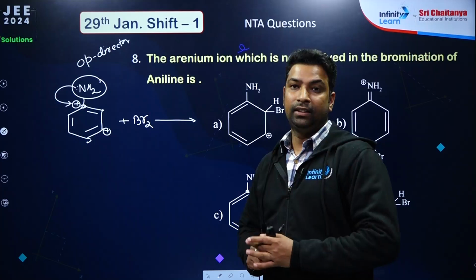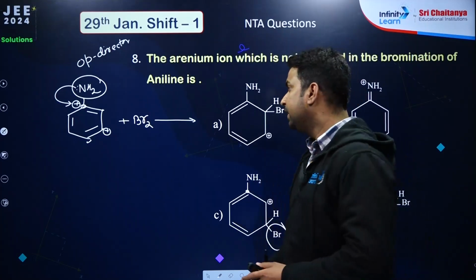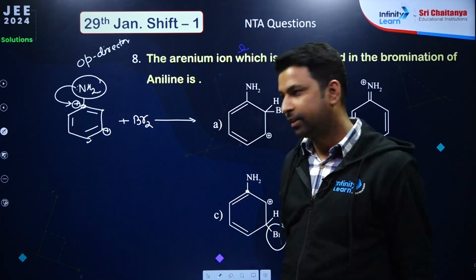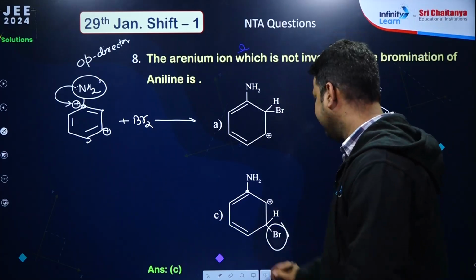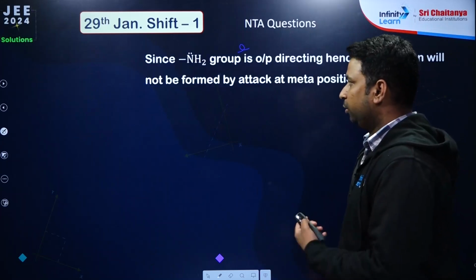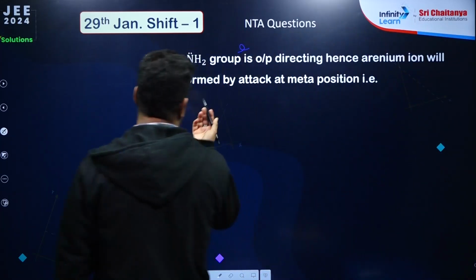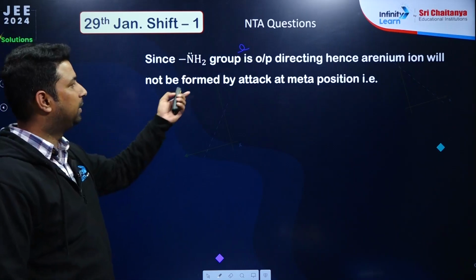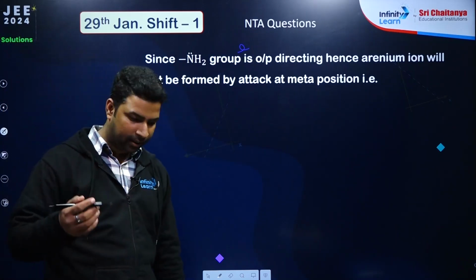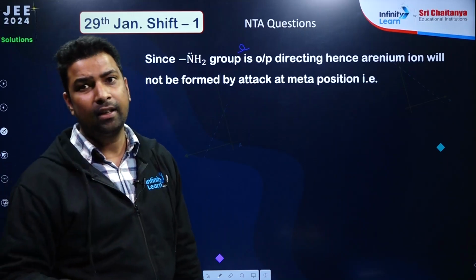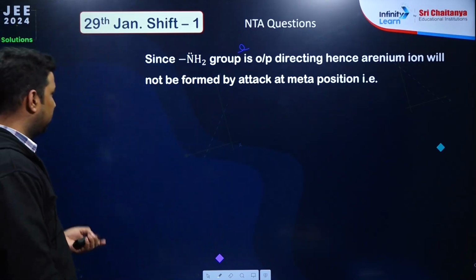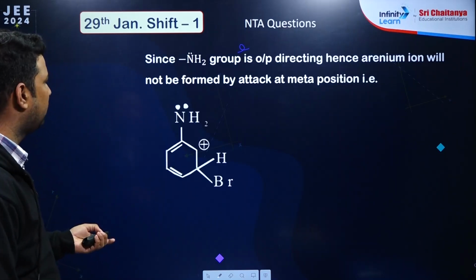So please remember, the directivity will be decided by the stability of the Wheland complex. It is a very crucial line for aromatic chemistry. Okay. So answer C was not possible. It is written out there, NH2 is basically an OP director, so meta attack is not feasible, because after the attack of Br, the Wheland complex will not be directly stabilized by the lone pair of NH2. So this is your answer.